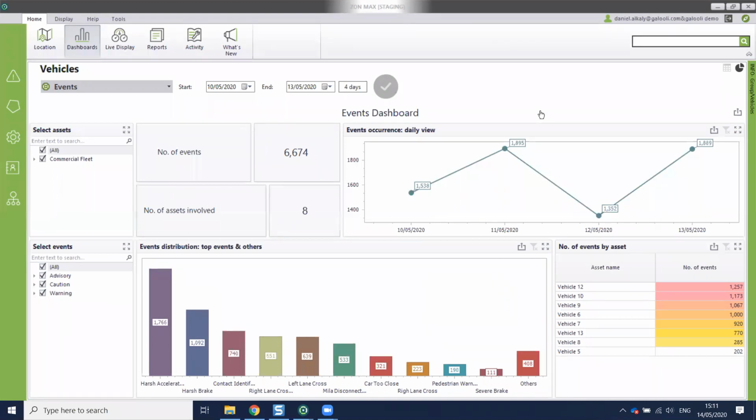Now you could be looking at this dashboard and saying, okay, I see this information, but it's not really enough for me. I don't understand, vehicle 12 triggered 1,257 events. That's nice. But I have no idea what event he triggered. I have no idea what day that occurred. I don't have enough information from just looking at all these graphs to really understand and analyze accordingly. And you're right, you would be right.